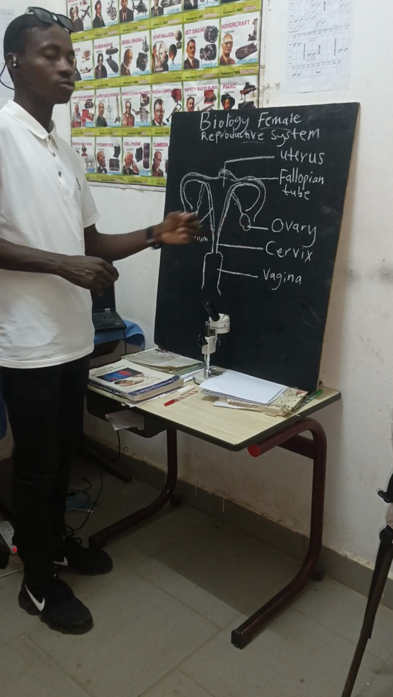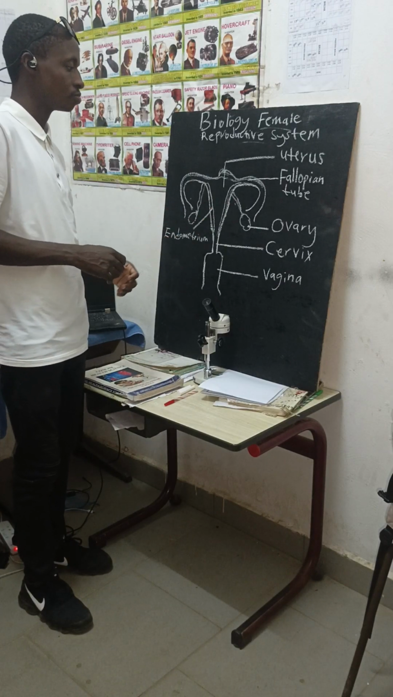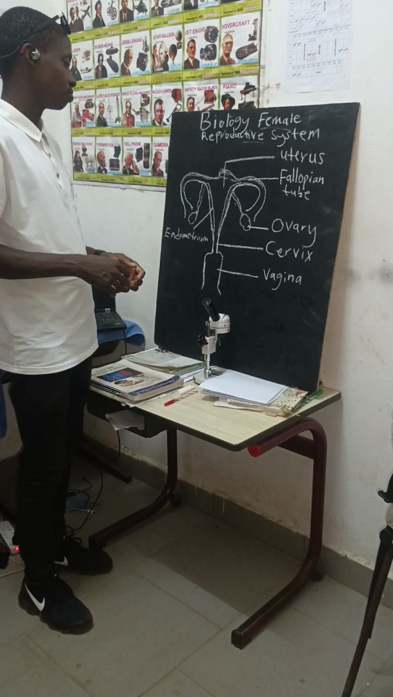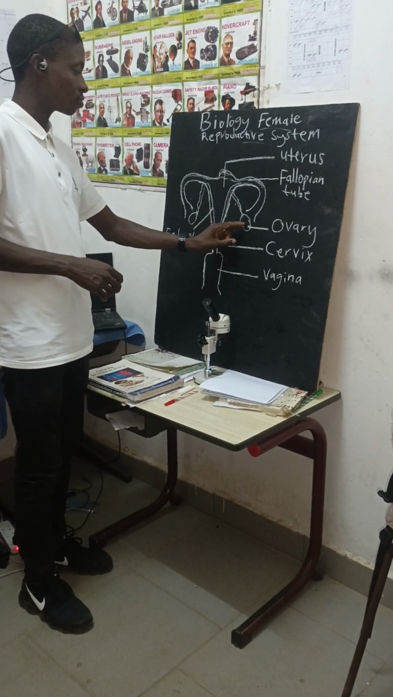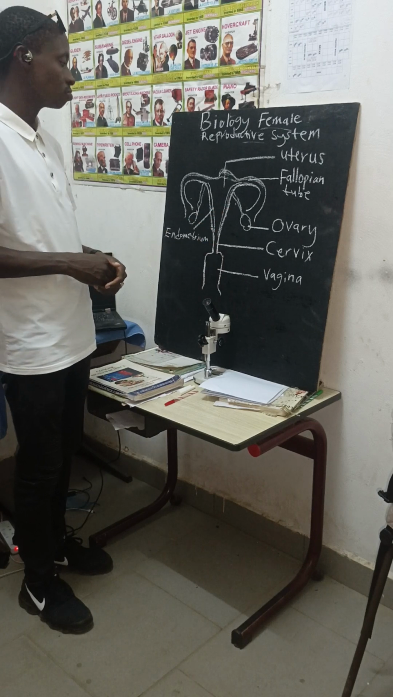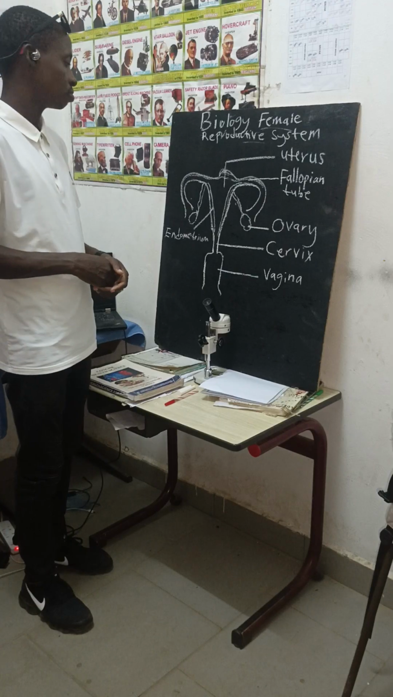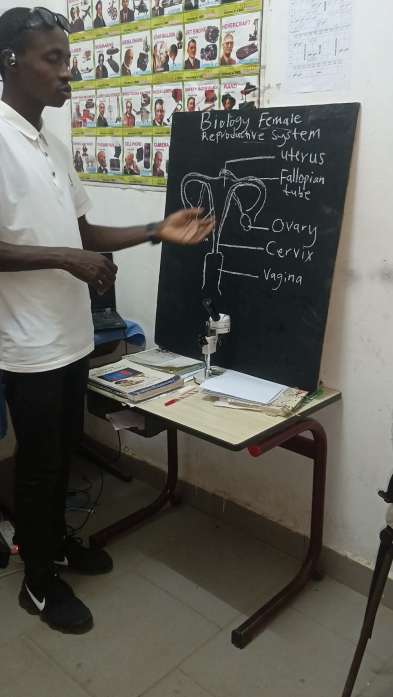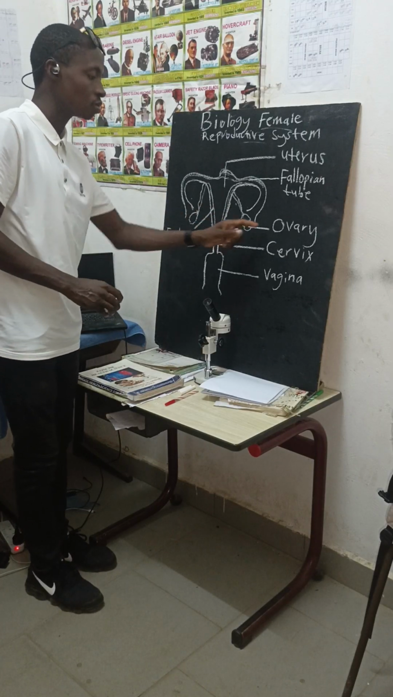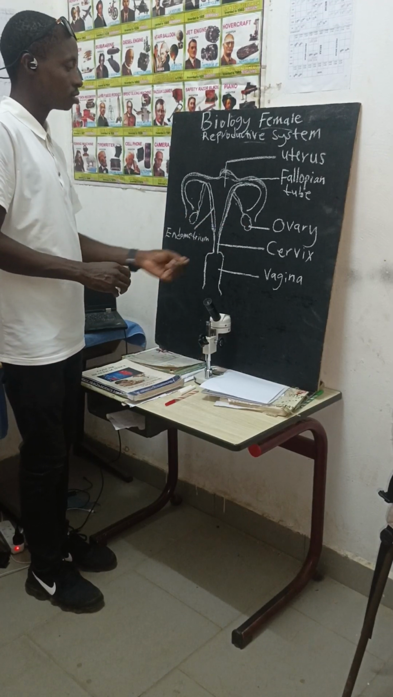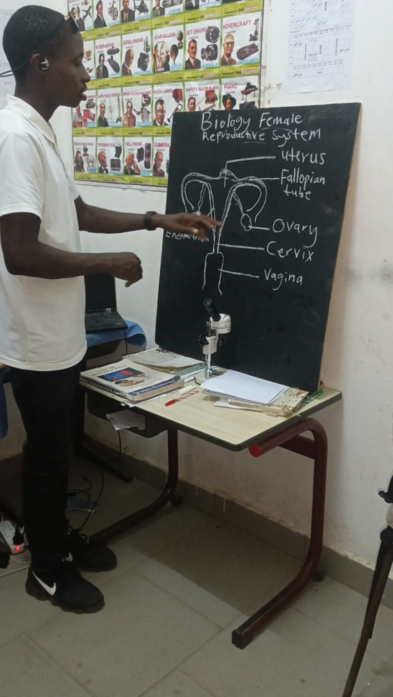So, as we know, when females reach the age of puberty, there are some hormones that assist in the releasing of the eggs from the ovaries. We have estrogen, progesterone, luteinizing hormone, and follicle stimulating hormone. But that is one of the functions of the ovaries. It helps in the production of the female gamete, which is the egg cell.